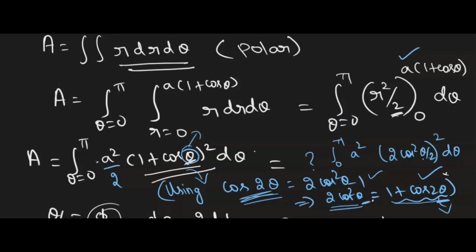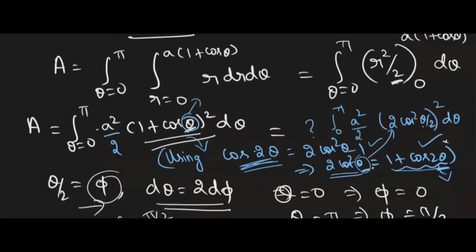Correct? So in the place of theta, what we have to write? Theta by 2. So that is why we wrote here 2 cos square theta by 2. I must write this 2. So 1 plus cos theta the whole square I have written as 2 cos square theta by 2.